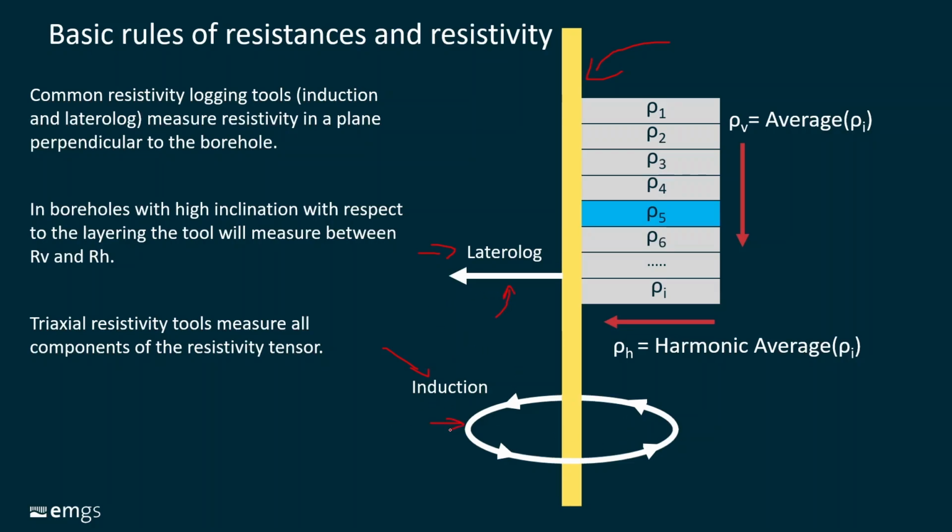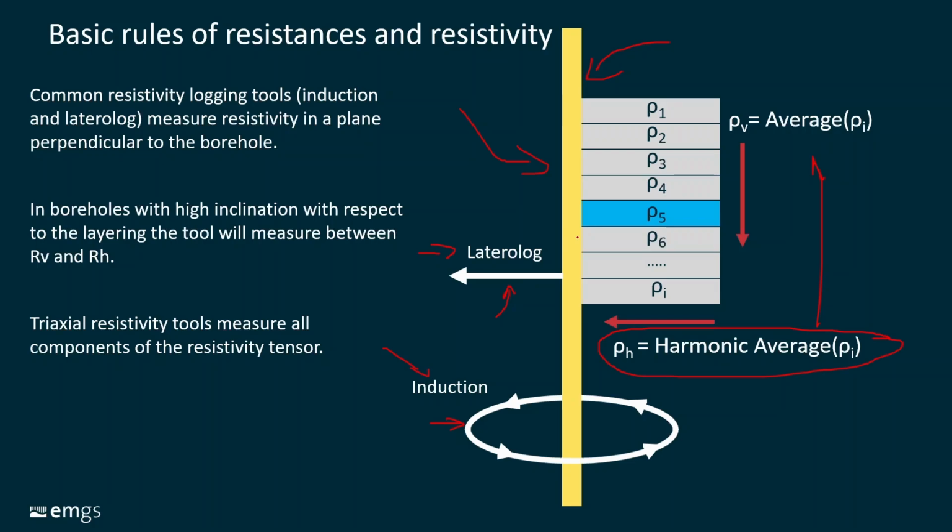But both of them are then measuring resistivity parallel to the layering, which means they will mostly overweight the low values of resistivity. Now, there are a couple of situations where this will not happen. Most of the time, it will be due to the geometrical configuration not being exactly this. So in a situation where you have high inclination boreholes or steeply dipping layers, the induction and lateral log will not measure just the harmonic average, but they will measure something in between the harmonic average and the arithmetic average in those situations. Also, you could have a triaxial tool available that measures the full resistivity tensor.